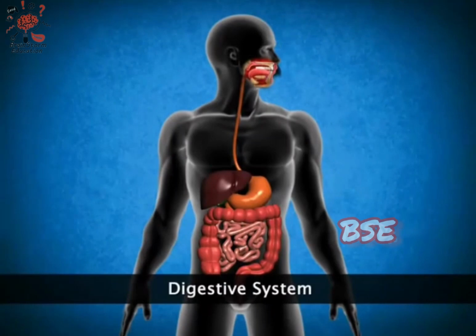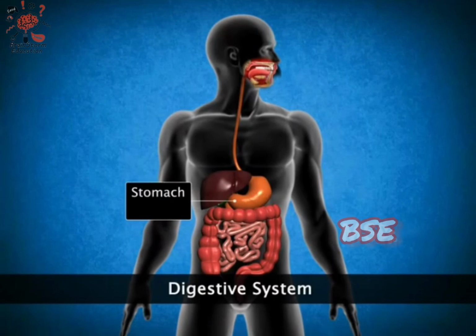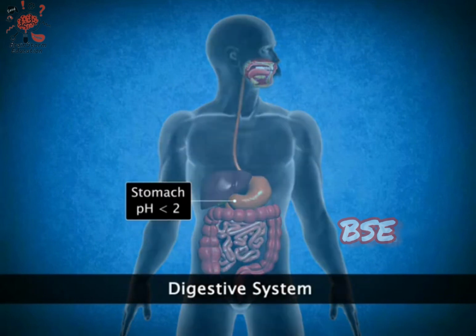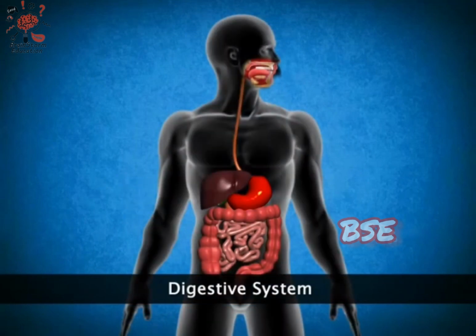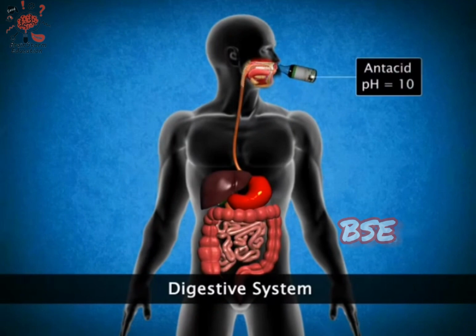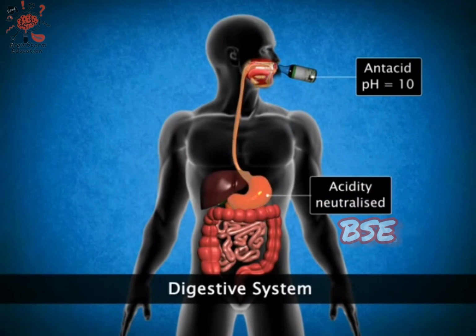We digest our food with hydrochloric acid produced by the stomach. If the same acid is produced in excess, it affects the gastric layer and causes ulcers. The acidic pH is reduced by taking an antacid, which contains bases such as aluminium hydroxide or magnesium hydroxide.